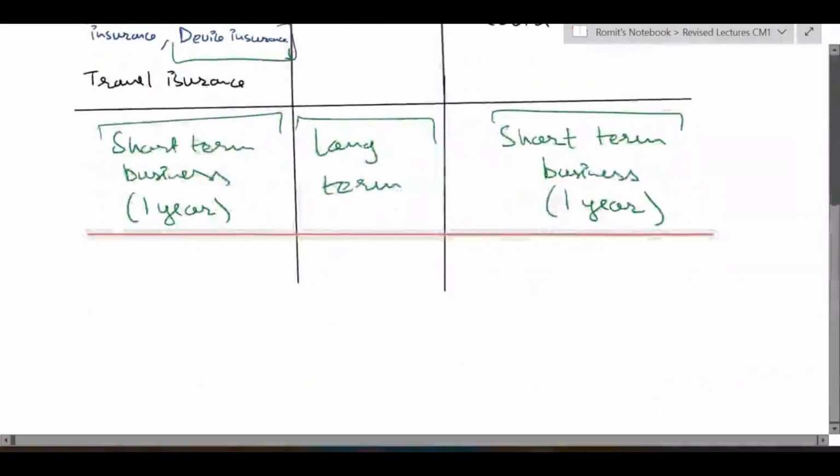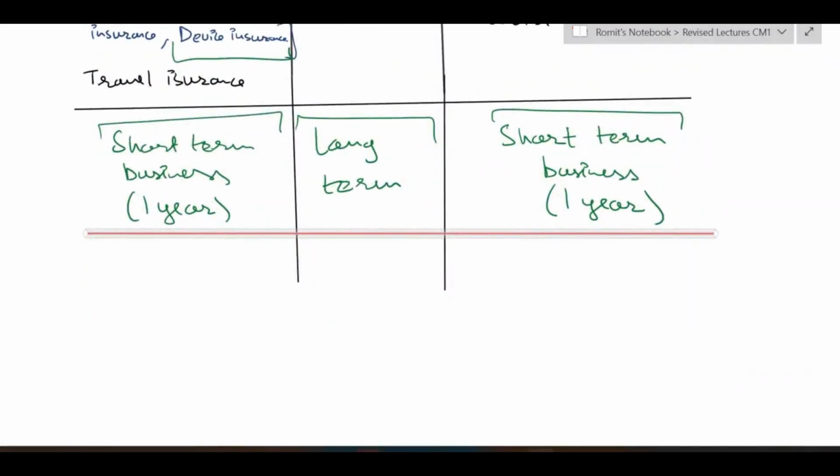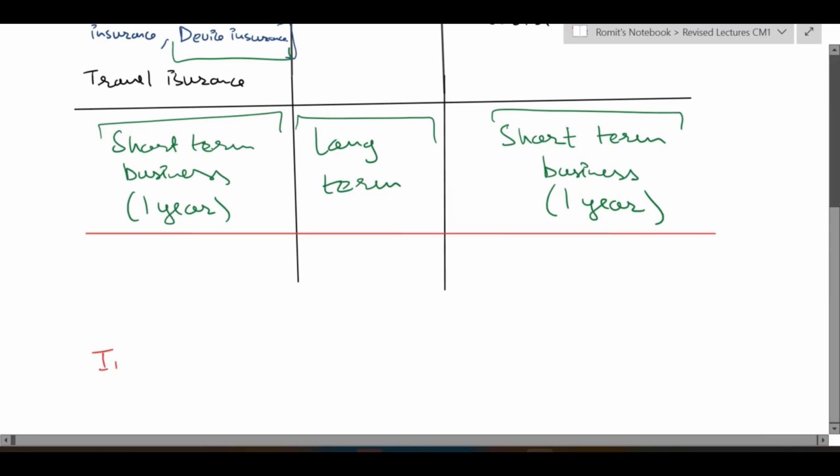Okay, now that we understand these differences, let me talk about one very important difference between these three contracts, that is the indemnity clause.